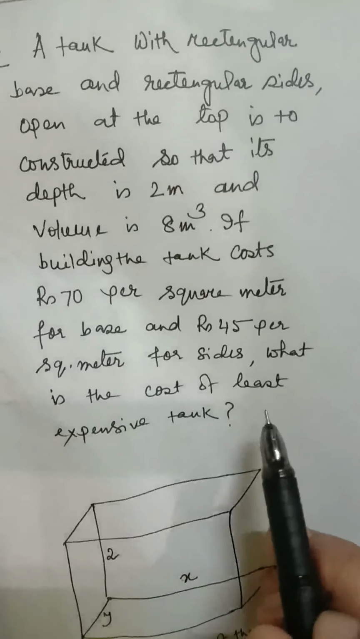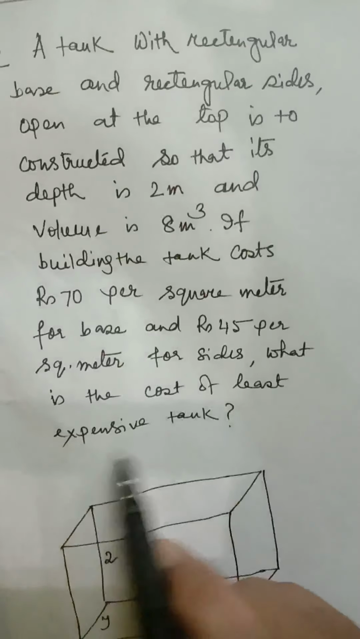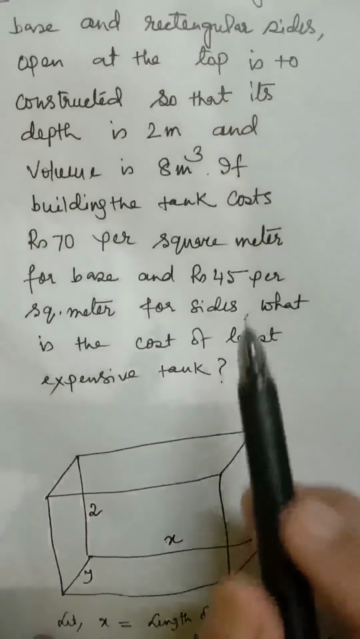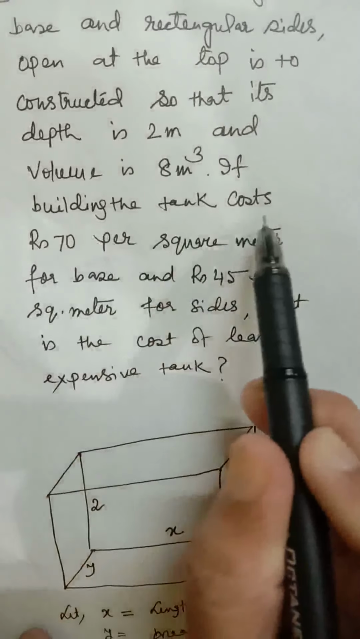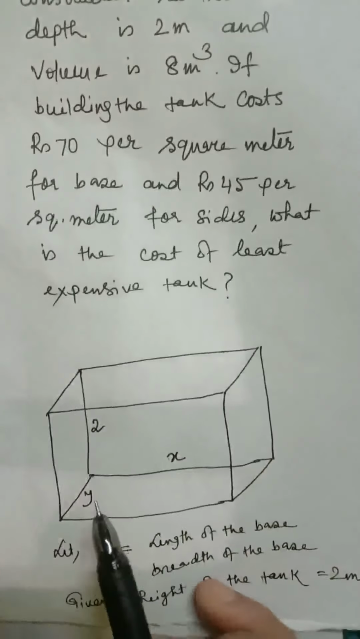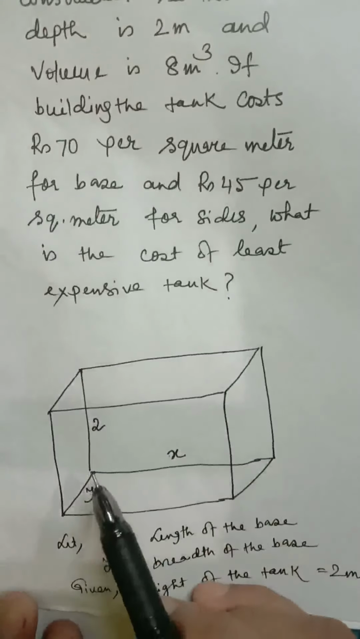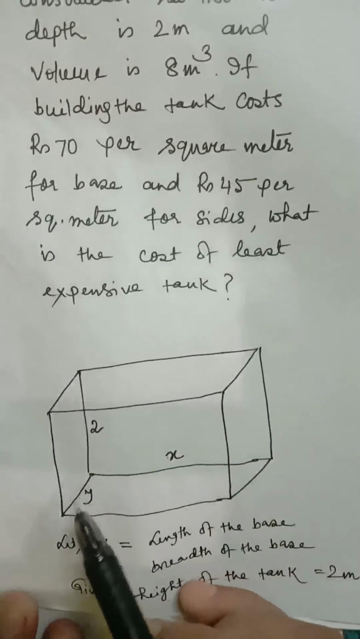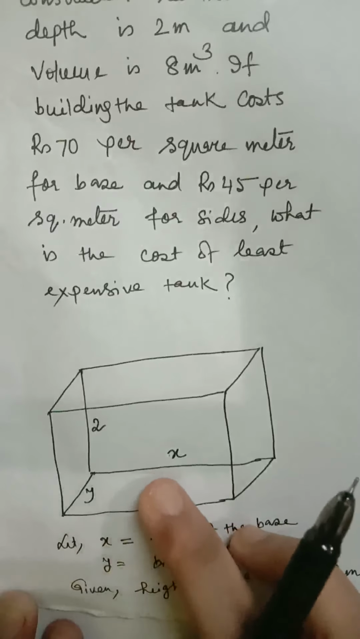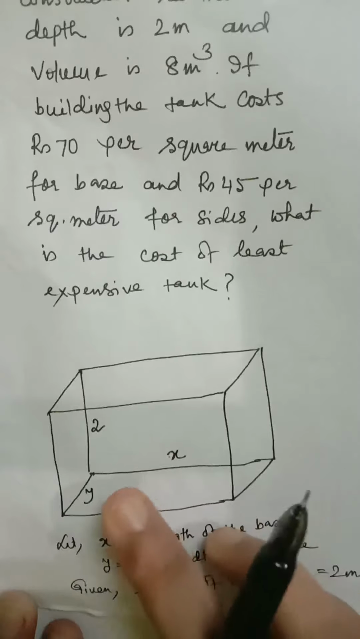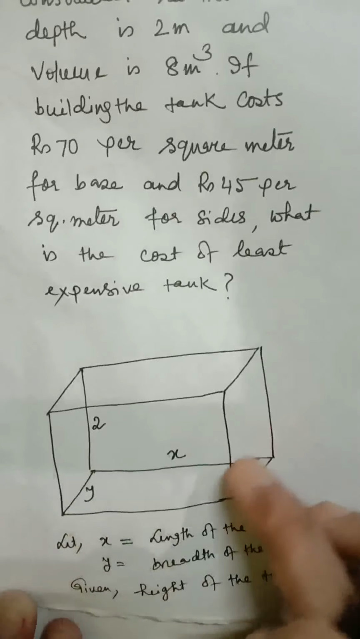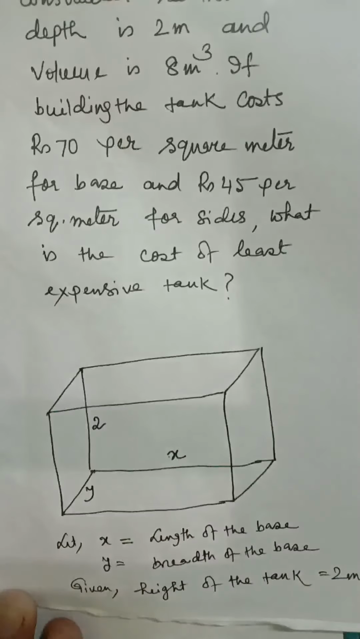Now what we have to find? The least cost of least expensive tank, that is the minimum cost of construction of the tank. What is given? You can see rupees 70. The cost of building the tank is rupees 70 per square meter for the base. Now what is the area of the base? It is length into breadth, xy meter square. What is the cost of construction per square meter? Rupees 70. Its area is xy meter square, so its total cost of construction of the base will be 70 xy.